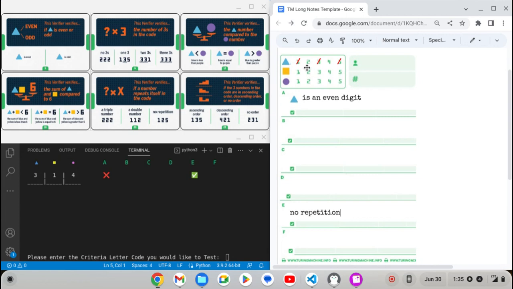So that means that if I have a 2, no other digit can be a 2, and if I have a 4, no other digit can be a 4. And let's see, what else?